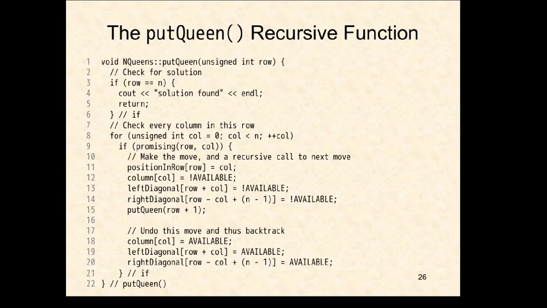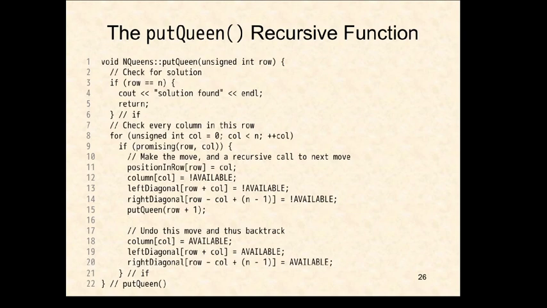So if we have reached the level of a solution, if the row number we are on is equal to n, we could print solution found. Actually, the real version is going to print out the chessboard, but I wanted to fit this all on one slide. So if the row number we're trying to place a queen in is equal to the number of rows total, we'll say that the solution is found and return. We're done, base case. Otherwise, here's our recursive function.